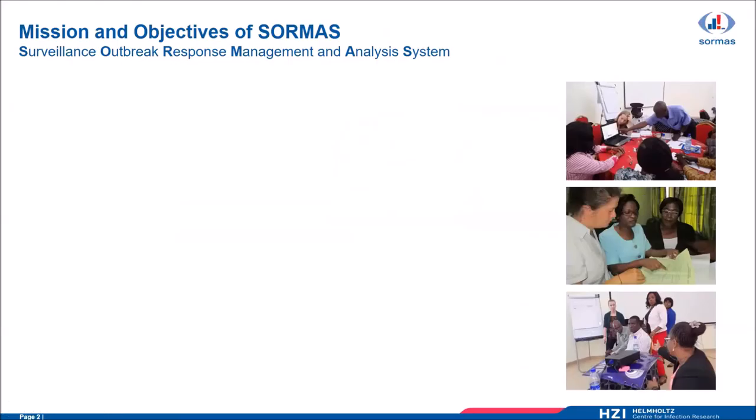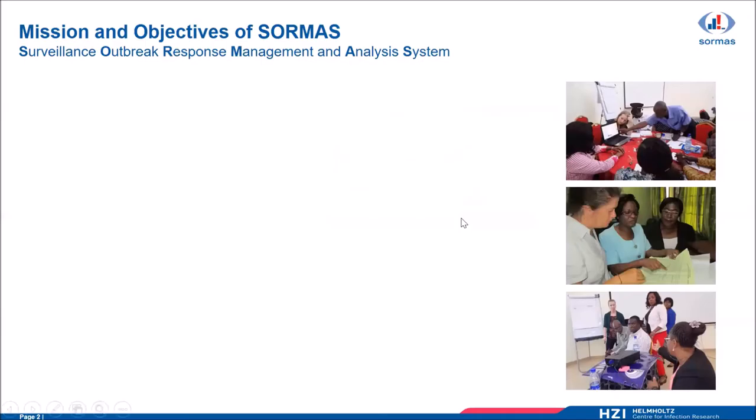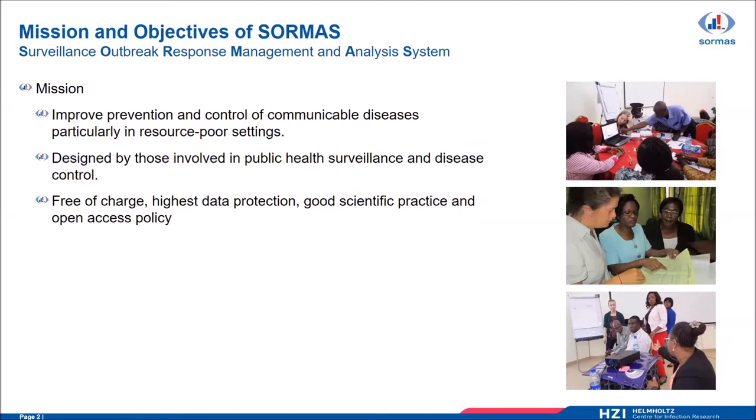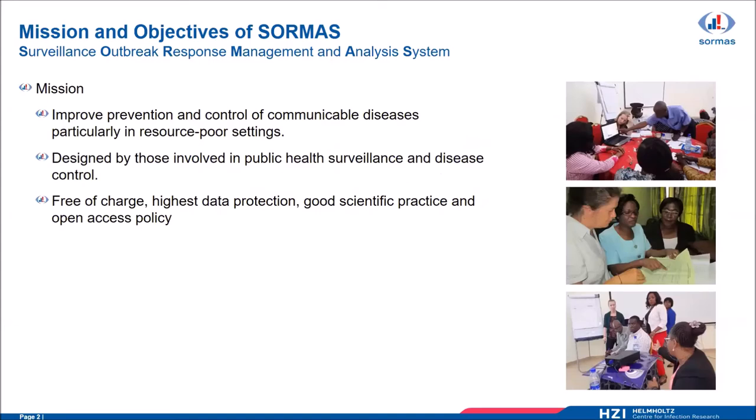Okay, so basically I'm going to be talking about SORMAS, and SORMAS is basically a surveillance outbreak response management and analysis system. The mission of SORMAS is to improve prevention and control measures of communicable diseases. Our focus has been in resource-poor settings and hard-to-reach areas. SORMAS was designed by those who are involved in public health surveillance and disease control. It's free of charge and follows the highest data protection and good scientific practice and open access policy.